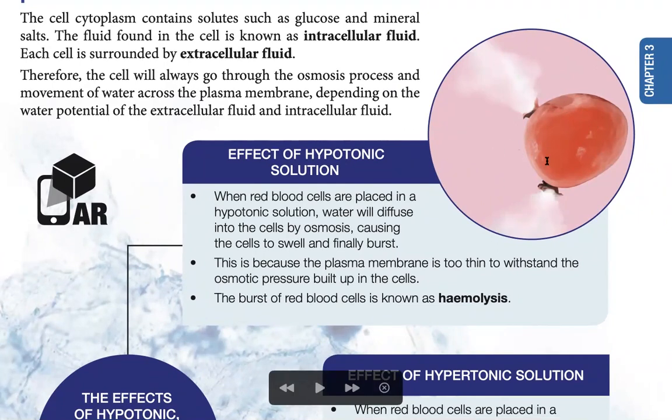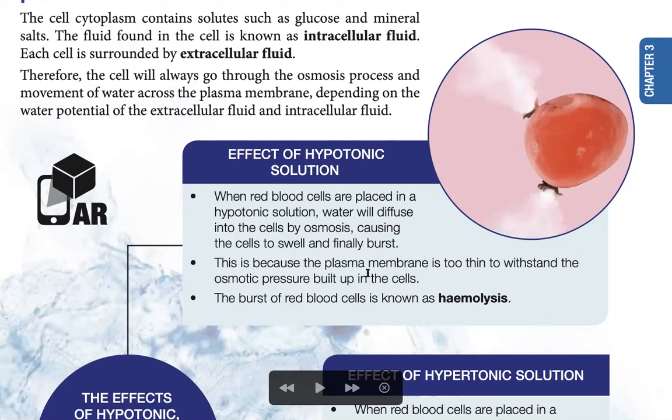dalam red blood cell. Banyak air akan masuk. So by apa? By osmosis, causing the cell to swell and finally burst. So bila air banyak sangat masuk ni, sel ni akan mengembang. Swell tu mengembang ataupun membengkak. Dan finally burst. Burst tu pecah. Sebab tu awak tengok ni. Dia keluar ni. Burst. Dia pecah.